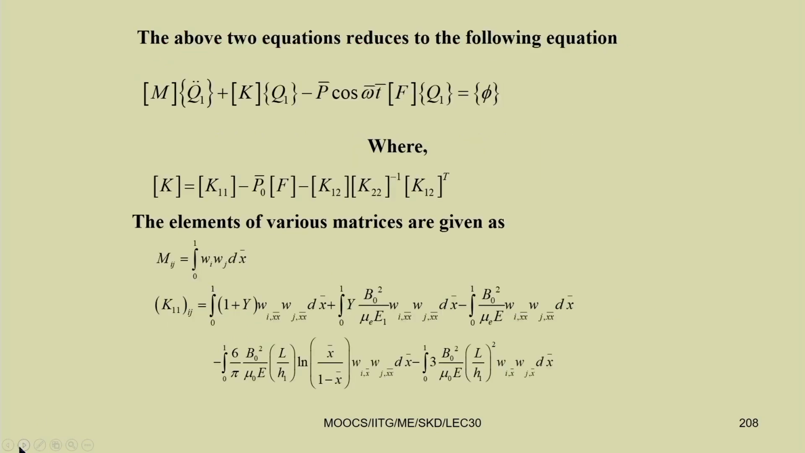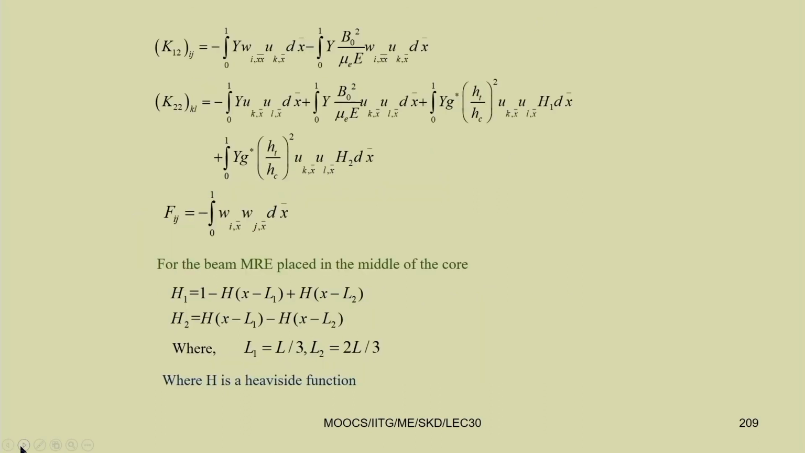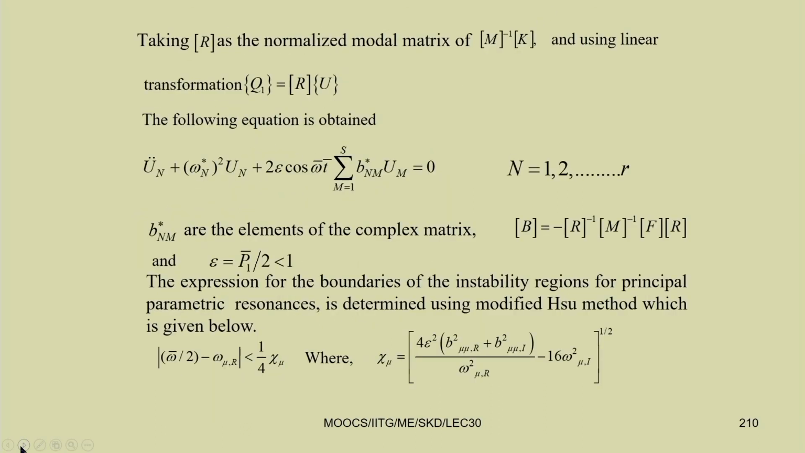In this parametrically excited system, you can see K equals the stiffness part K11 minus P0(t) minus K12 K22 inverse into K12 transpose. This way we can write down this equation, and different elements of the different matrices can be found here. You can go through the details of this work in the work of Naik, Vishwajit Naik, who was my PhD student. You can get this reduced equation.